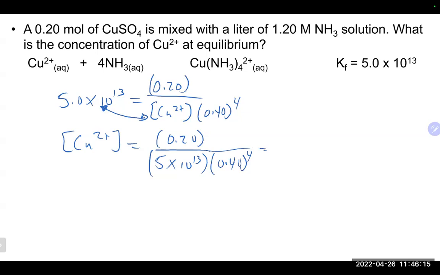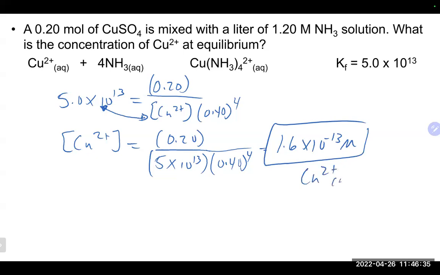And we end up with 0.2 divided by 0.4 to the 4th, divided by 5 to 13. Looks like a copper concentration of 1.6 times 10 to the minus 13 would be the concentration of free copper 2 ions at equilibrium. Is that a large number or a small number?